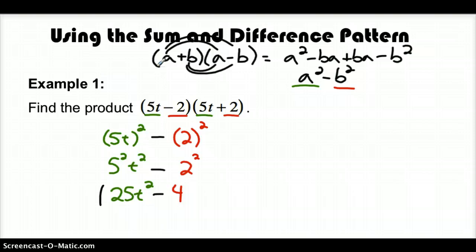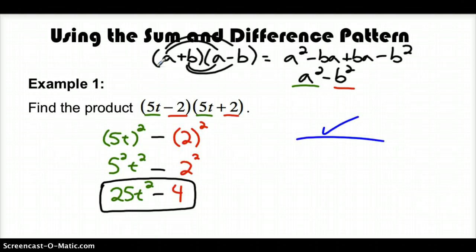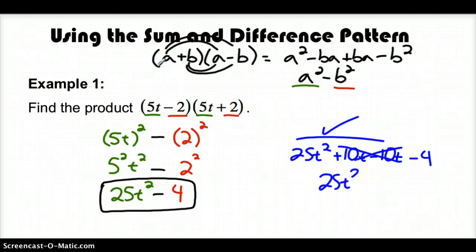Pretty straightforward when we can identify a and b, and we notice that we have the sum and difference pattern. Something you can always do is check with FOIL, just to make sure you're right. 5t times 5t gives you 25t squared. The outsides give us a positive 10t, the insides give us a negative 10t, and last times last gives us a negative 4. When we add up the middle terms, they cancel out, so we end up with 25t squared minus 4.